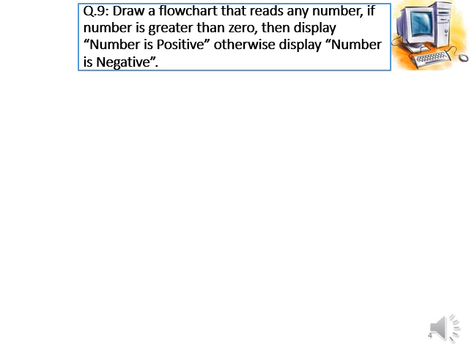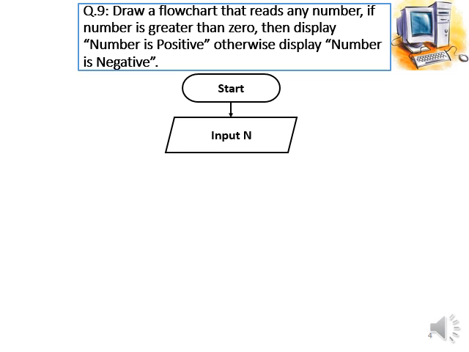So how we will draw the flowchart for this purpose? Let's see. First of all, the start symbol, then we have to input that number, and the number is represented by capital N. Input N. N represents a number, and parallelogram is used for input operation.